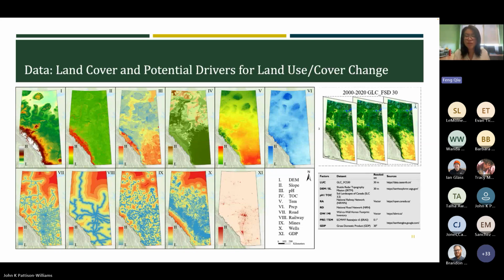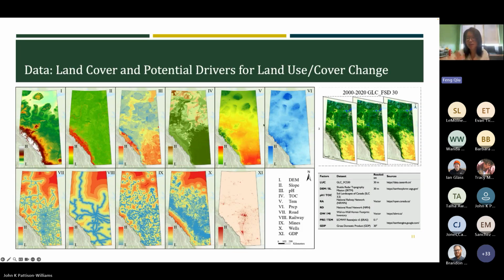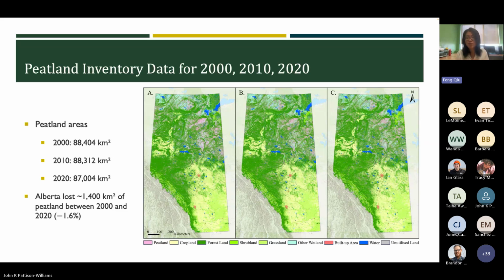Okay, so this shows the relevant input features we collected. So we have lots of information: the elevation, slope, pH value, total organic carbon, temperature, precipitation, infrastructures, and we also calculate distance to infrastructures, and also the coverage of well sites and mine areas and so on. These are potential factors, drivers that might impact the land use change. Next, and this lower table shows the data source and the link.